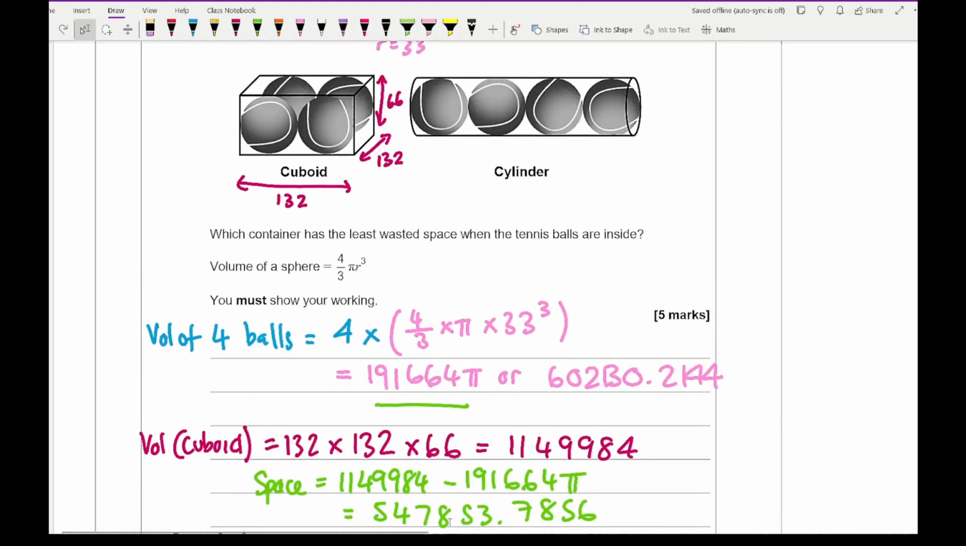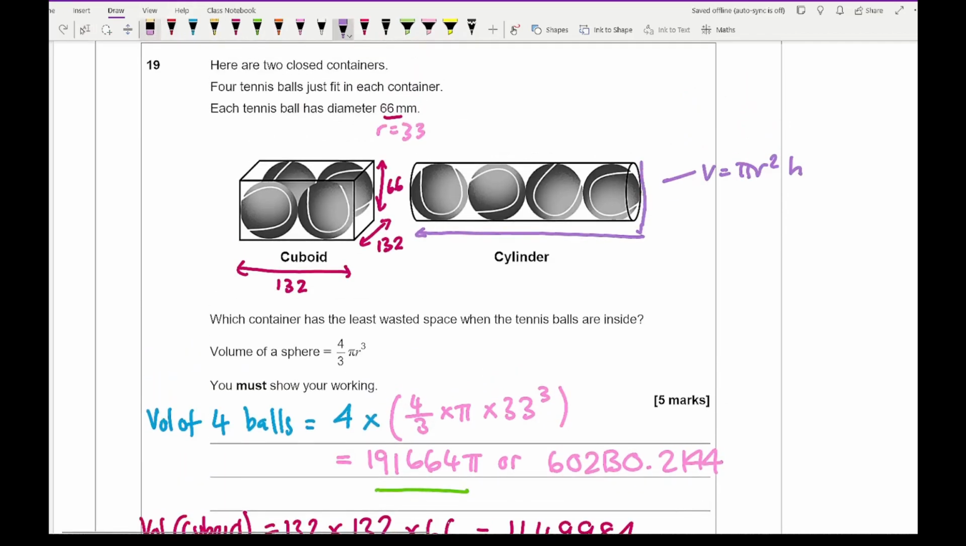Now going back to the cylinder, well, the volume of a cylinder is pi r squared times h, where h is the height. So the length of this is going to be 4 lots of 66. So 4 times 66, which is 264 millimeters.